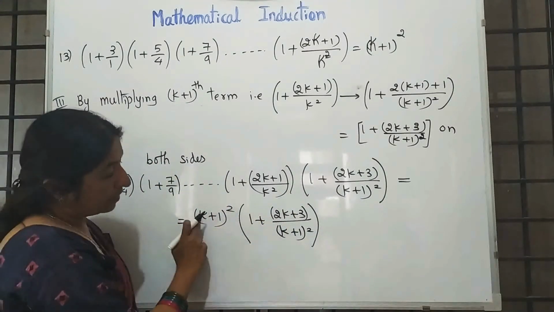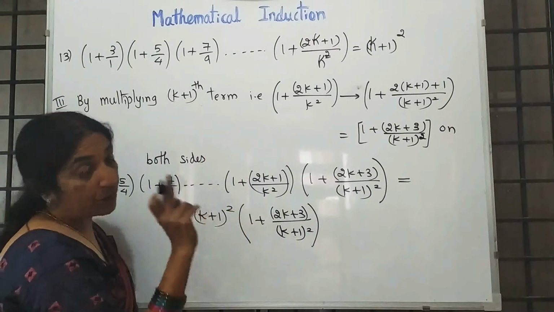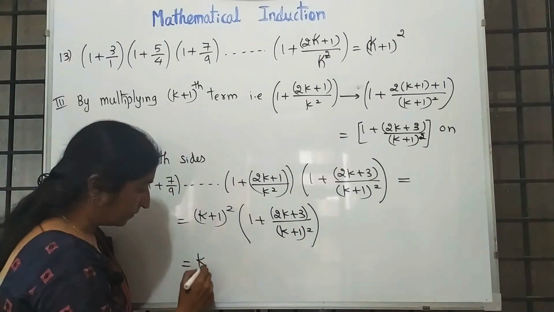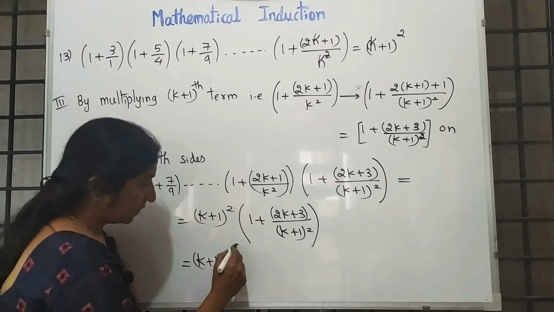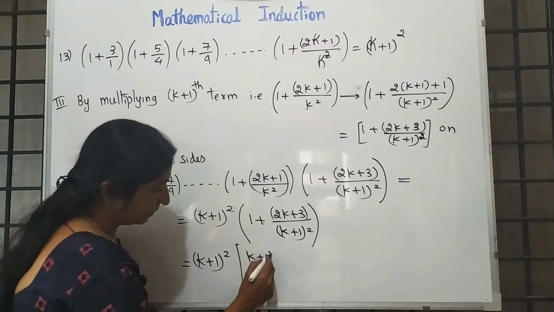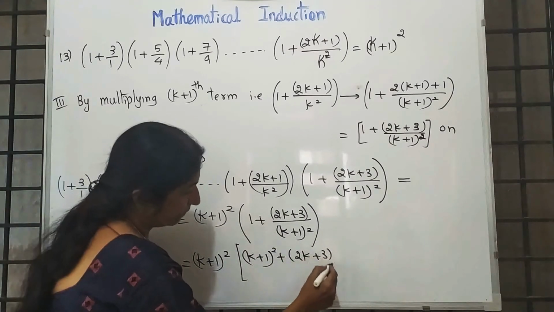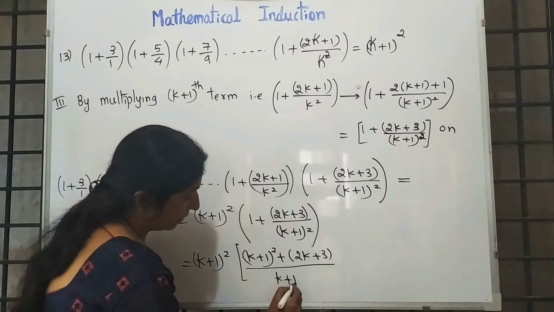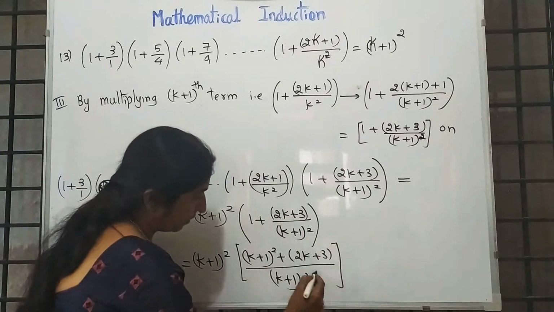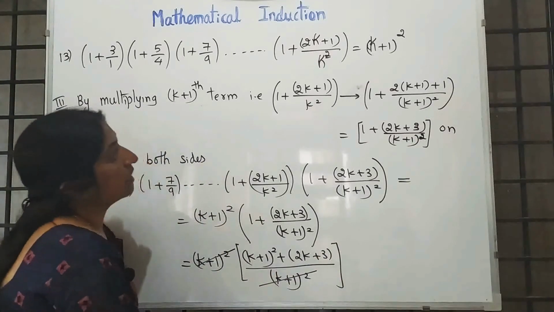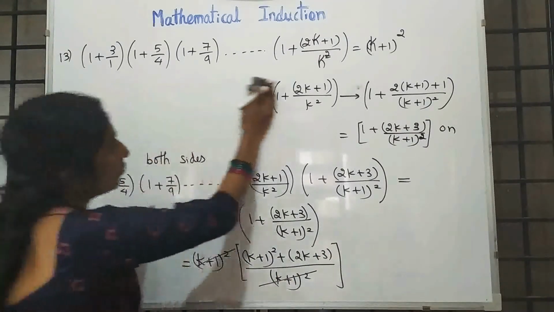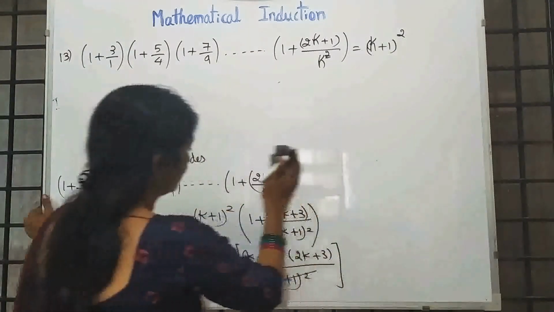Without taking an LCM you are cancelling this. No, it is wrong. You have to take the LCM, then cancel. This denominator is k plus 1 whole square. Now this term gets cancelled. Write down the remaining term and go for the calculations.